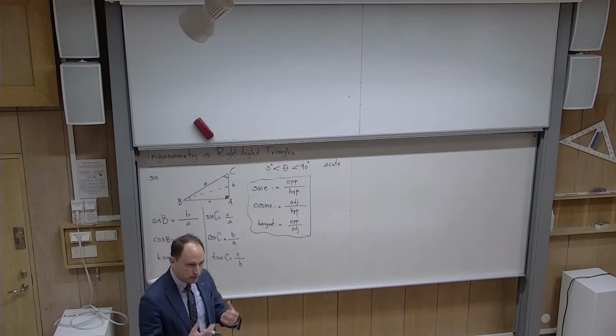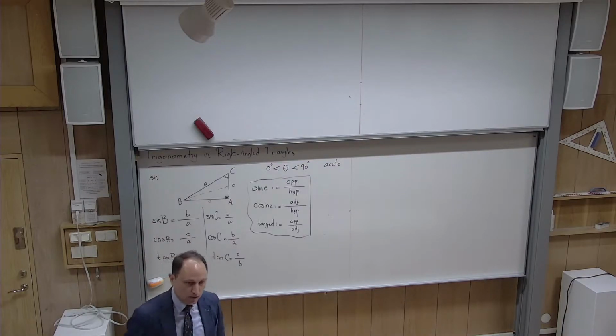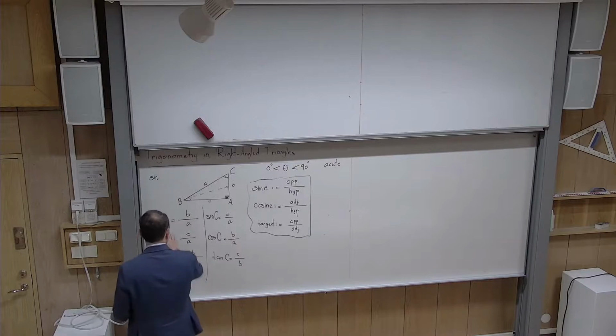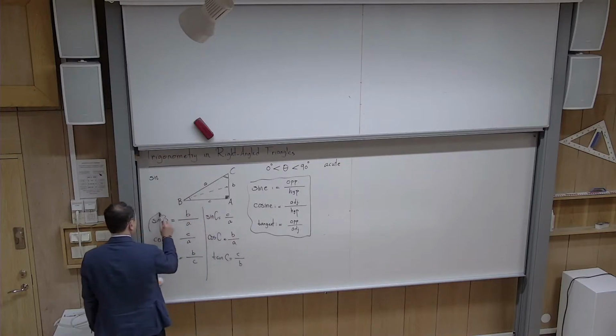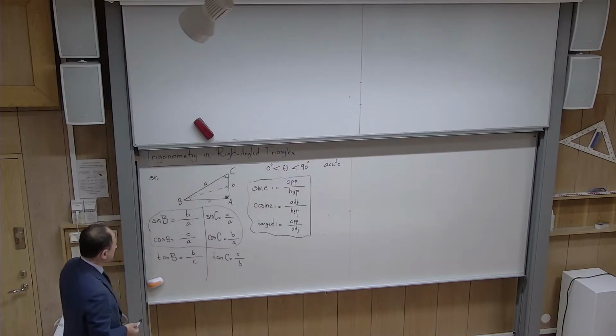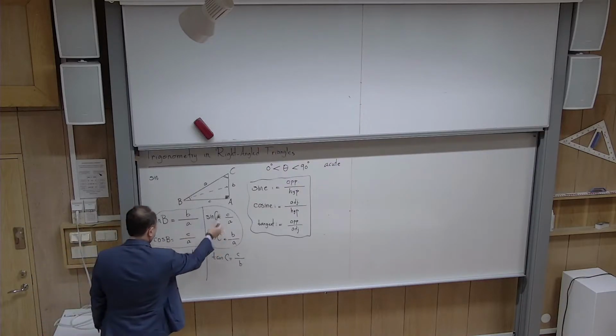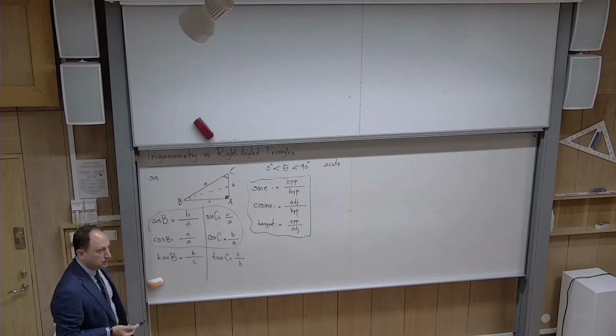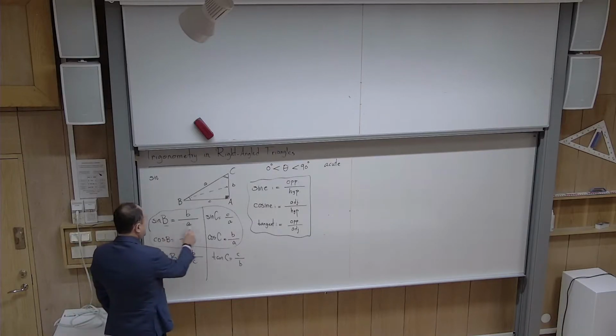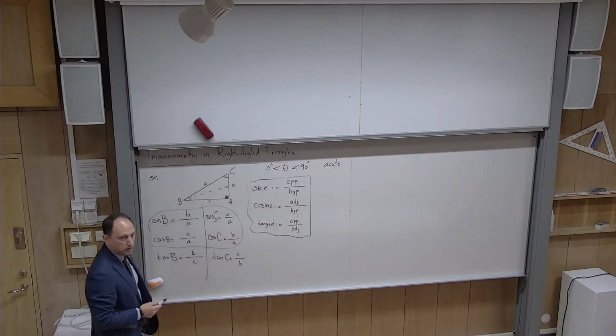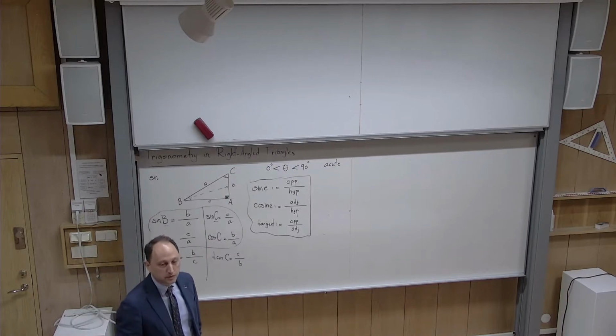So if I want to write it in English words, can you help me to do that? How can I describe this pattern that I mentioned in words? So what is the relation between these two angles? What is the relation between B and C? Yes, please.